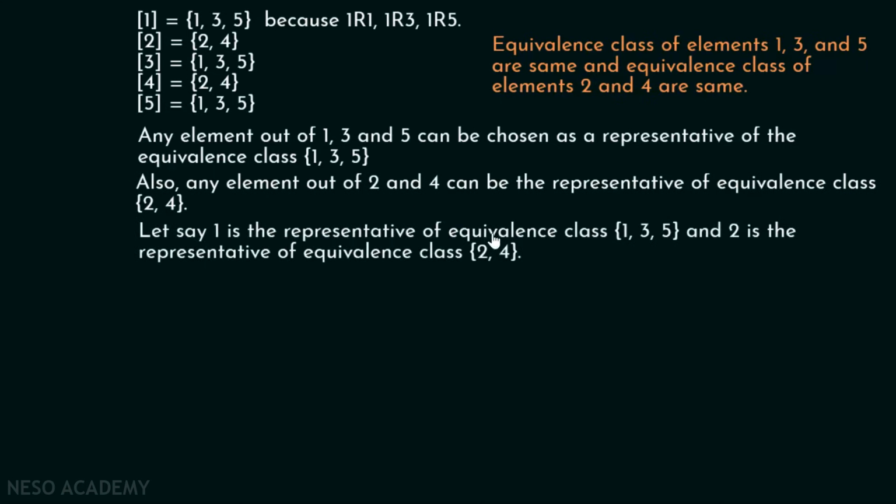Let's say 1 is the representative of equivalence class 1, 3, 5 and 2 is the representative of equivalence class 2, 4. Then equivalence class of 1 is 1, 3, 5 and equivalence class of 2 is 2, 4. So in total, there are 2 equivalence classes of relation R, which is nothing but set of all ordered pairs A, B such that A plus B is even, right? So it is clear how to find the equivalence classes from the relation.